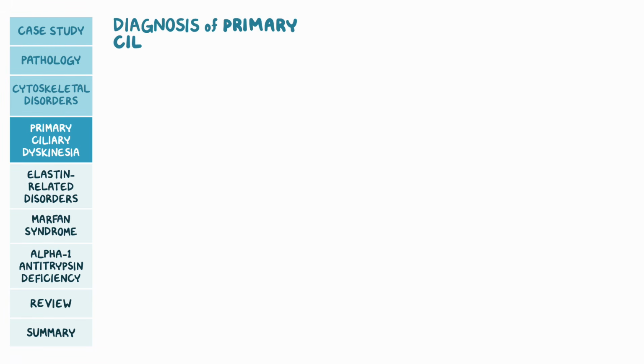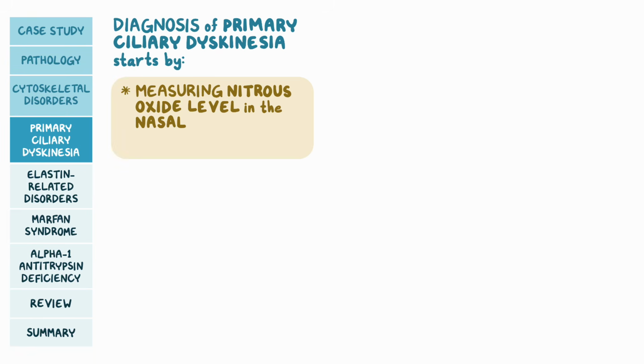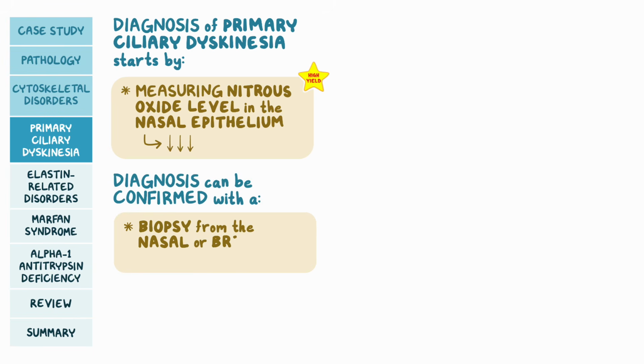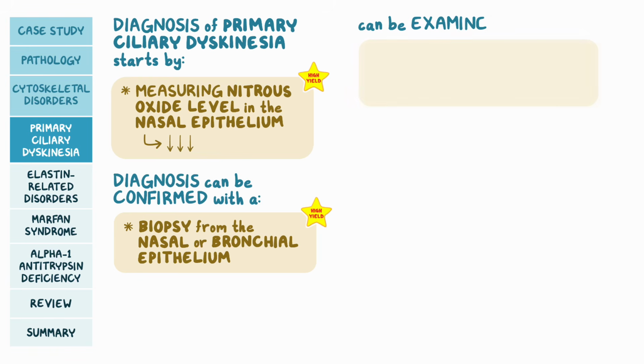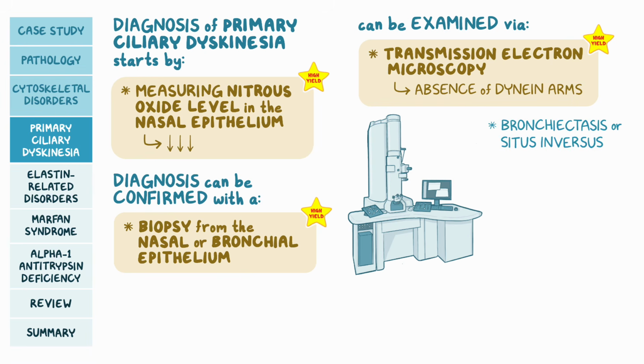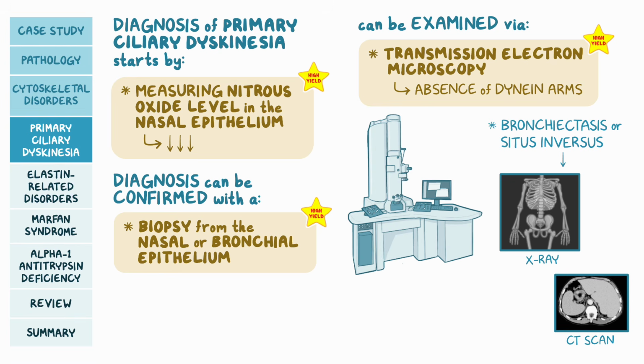Diagnosis of primary ciliary dyskinesia starts by measuring nitric oxide level in the nasal epithelium, which would be markedly low. The diagnosis can then be confirmed with a biopsy from the nasal or bronchial epithelium, which can be examined via transmission electron microscopy to detect the absence of dynein arms. In addition, bronchiectasis or situs inversus can be identified via imaging tests, such as X-rays or a CT scan.